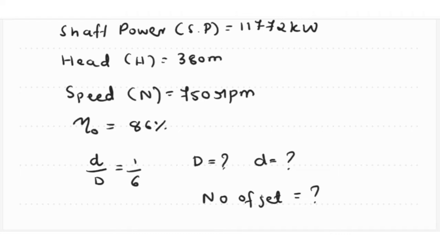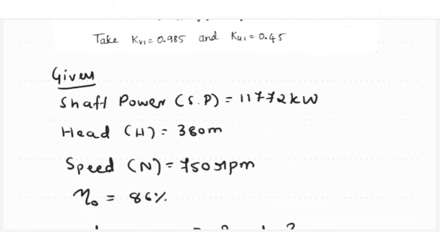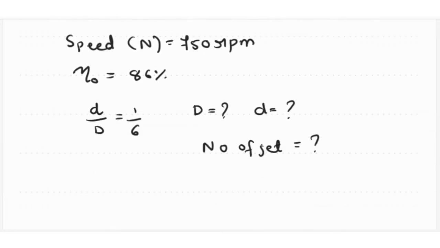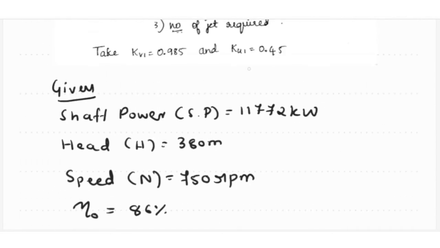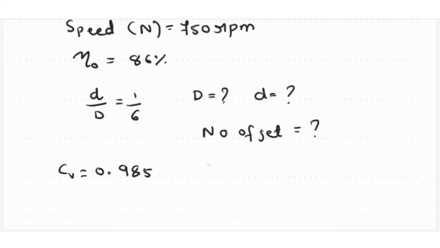One more thing, at the bottom Kv1 and Ku1 are given. Kv1 is nothing but Cv. So Cv is equal to 0.985, and one more thing, that is Ku1. That is nothing but speed ratio, we can take it as 0.45. So phi is given as 0.45. So let us calculate the velocity.